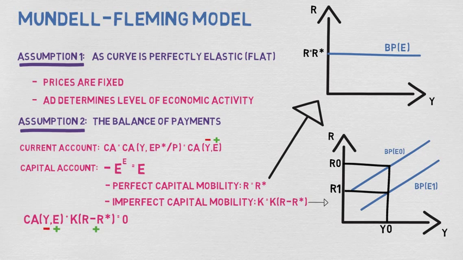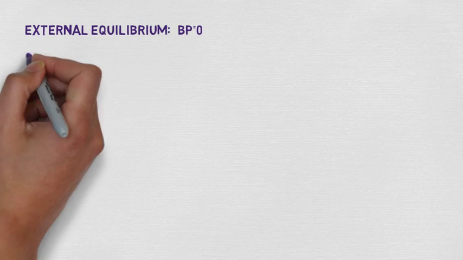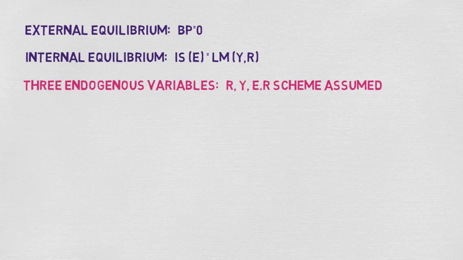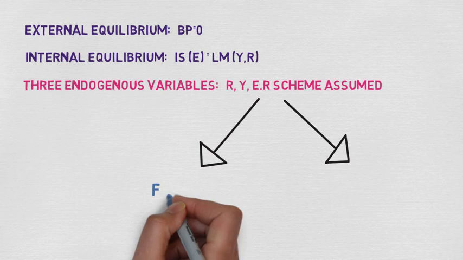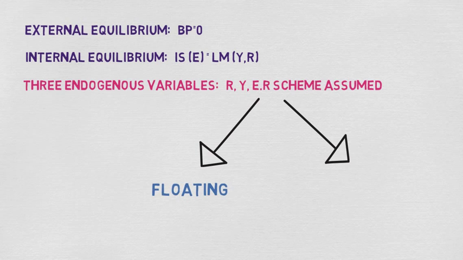So what are the key things in this model? There is an external equilibrium where the balance of payments is equal to 0, and an internal equilibrium where the goods and money markets are in equilibrium. There are three endogenous variables: the real interest rate R, real income Y, and the type of exchange rate regime assumed, whether it's floating, where the nominal exchange rate E adjusts in order to maintain the balance of payments in equilibrium, or fixed, where the central bank has to intervene to maintain the nominal exchange rate fixed.